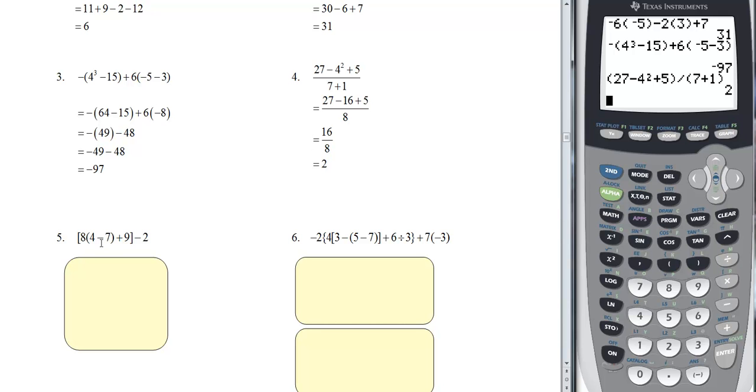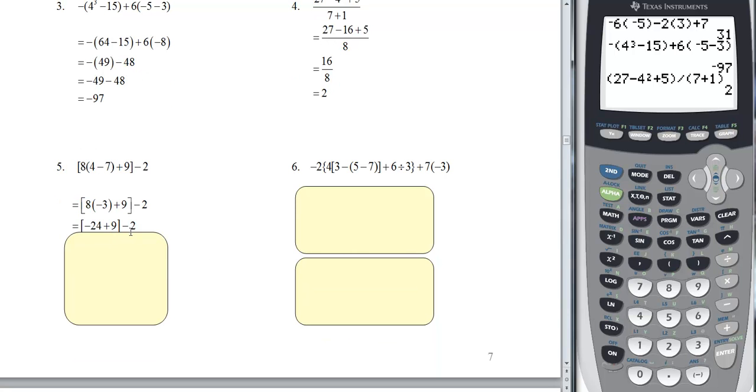So this will give me a negative 3, and keep the parentheses. Got to do now the multiplication, so that'll give me a negative 24 plus 9. That inside. Now, if you'll notice, I keep that particular grouping symbol. Don't change it to a parentheses or anything. Not when you're doing it by hand. This will give me, what, a negative 15 minus 2 should give me a negative 17.